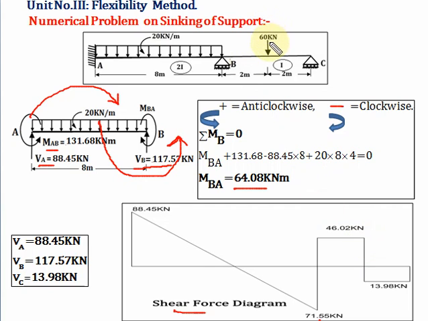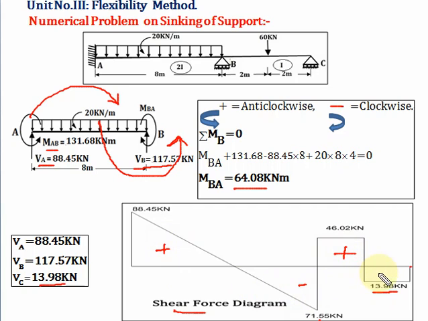Here there is a point load of 60 kilonewton. So 46.02 minus 60 will get the value 30.98. In this portion no load is there, so joined by the horizontal line, and vertical reaction at C is 13.98 and it is acting upward. So this is the shear force diagram for the given continuous beam.